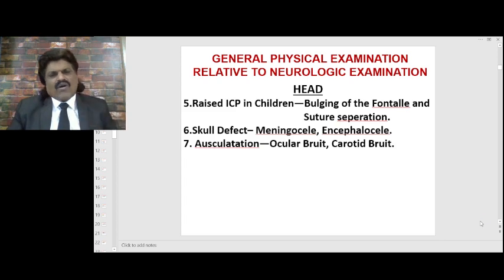Auscultation, we have to look at the ocular bruit for any malformations or stenosis. Carotid bruit for carotid stenosis.